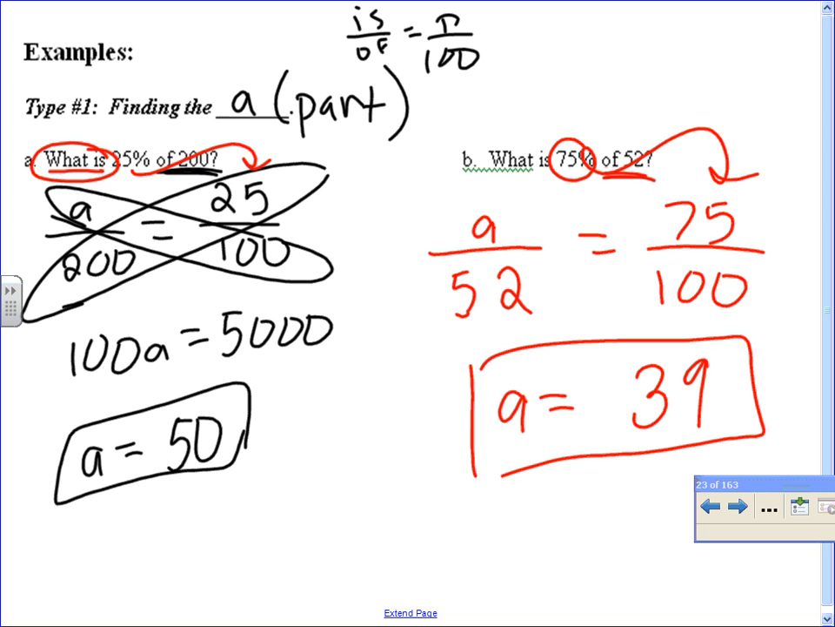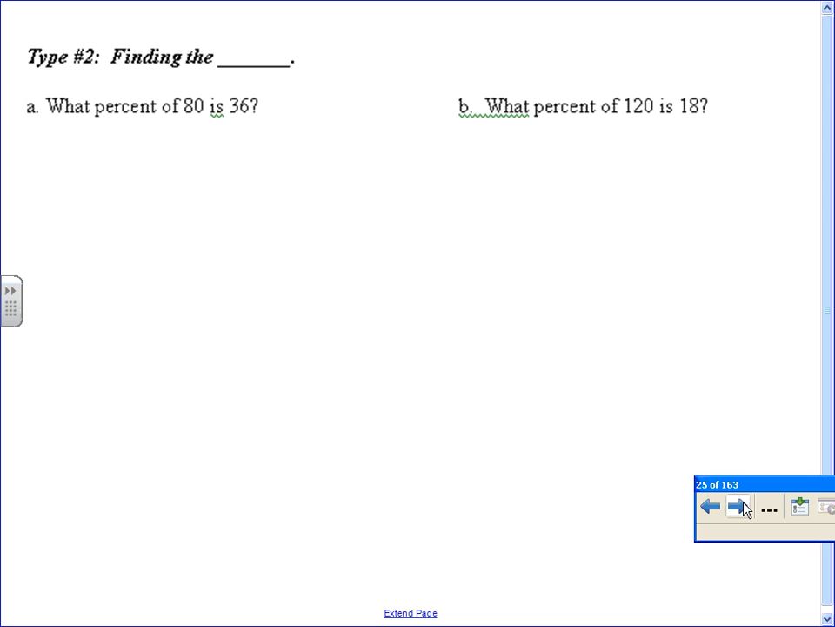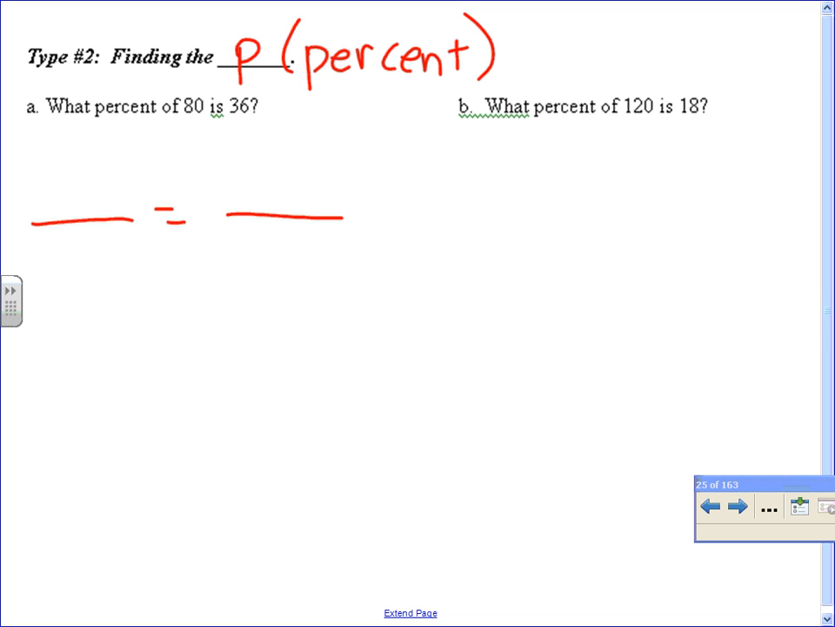All right, let's go to the next type, type 2. Okay, type 2 is finding the P, which is the percent. I think this one is the easiest. Okay, letter A, line equals line over 100. This is where the is over of really comes into play. Do you guys see how there's an of here and there's an is here?